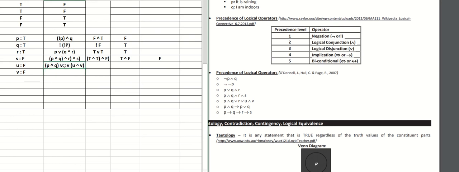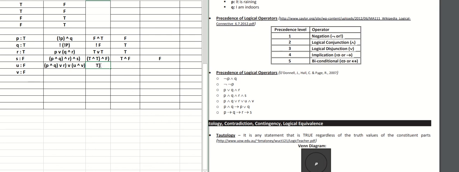Now we have the next situation wherein it has the same operators, which is the OR operator. Based on the rule, we first solve the operator on the left. Therefore, we have to parenthesize the P and Q OR R, and we solve this one last. Now we first get the value of P and Q. The value of P and Q is true and true, therefore it is true.